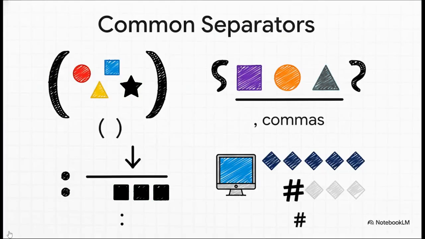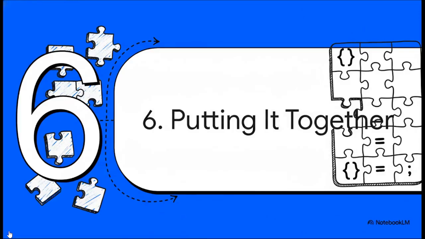Parentheses are used for grouping things or for calling functions. Commas separate items in a list. A colon is a heads up that a new, indented block of code is about to start. And the hash symbol, that's your best friend for leaving notes for yourself or other humans, because the computer completely ignores them. So, we've seen all the individual building blocks.